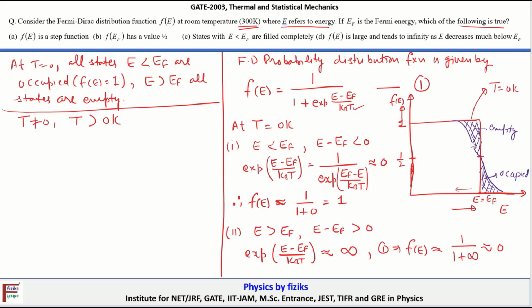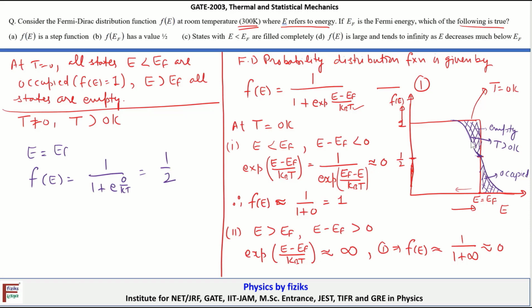This curve corresponds to T greater than 0 Kelvin. So from this discussion, at E equal to EF, what happens to the Fermi-Dirac probability distribution function for T not equal to 0? It is equal to 1 upon 1 plus exponential of (E minus EF, that is 0) upon kBT, so that is equal to 1 by 2. So at E equal to EF, this probability distribution function has a value of 1 by 2, and the curve will cross through this value of f of E equal to 1 by 2.